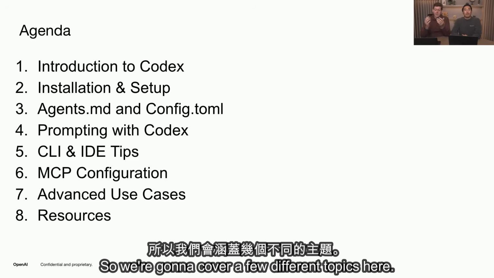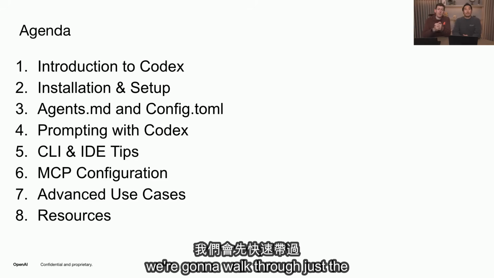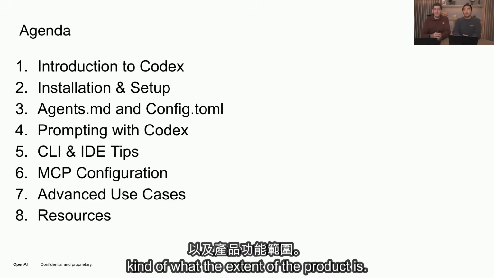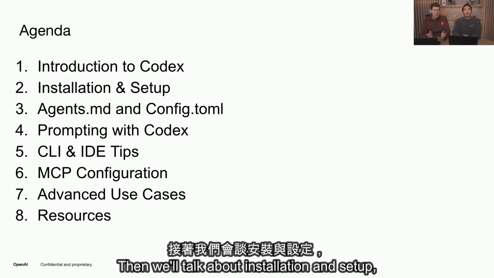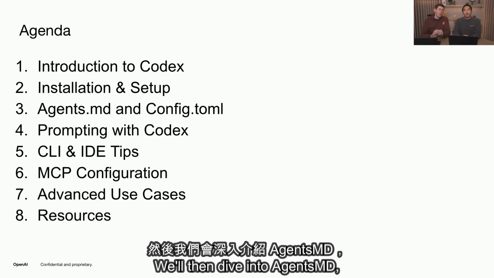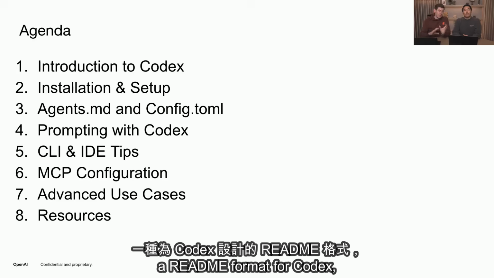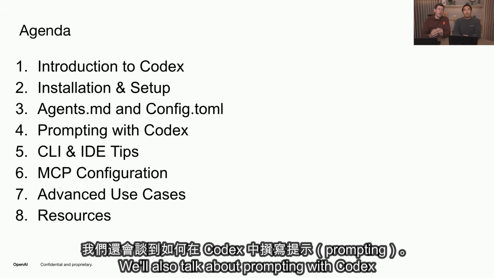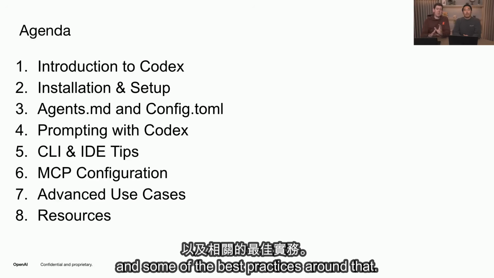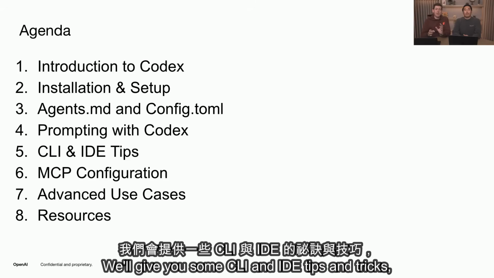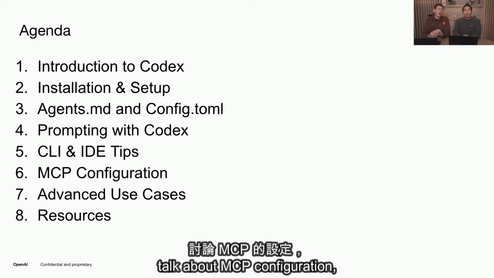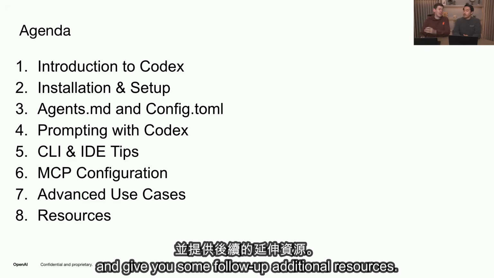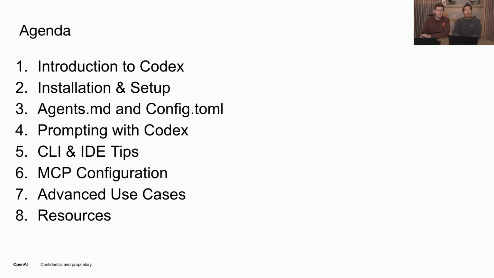So we're going to cover a few different topics here. First, we're going to walk through just the introduction to Codex, what it is, kind of what the extent of the product is. Then we'll talk about installation and setup, how to get started with Codex. We'll then dive into agents.md, a README format for Codex, and how to configure Codex with config.toml. We'll also talk about prompting with Codex and some of the best practices around that. We'll give you some CLI and IDE tips and tricks, talk about MCP configuration, and then dive into advanced use cases and give you some follow-up additional resources.